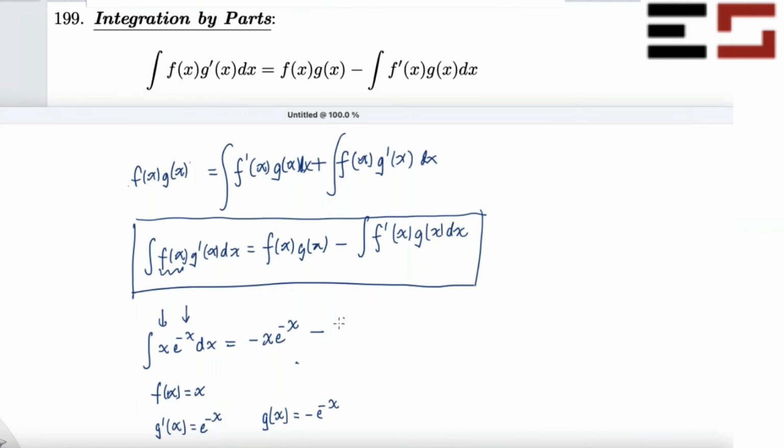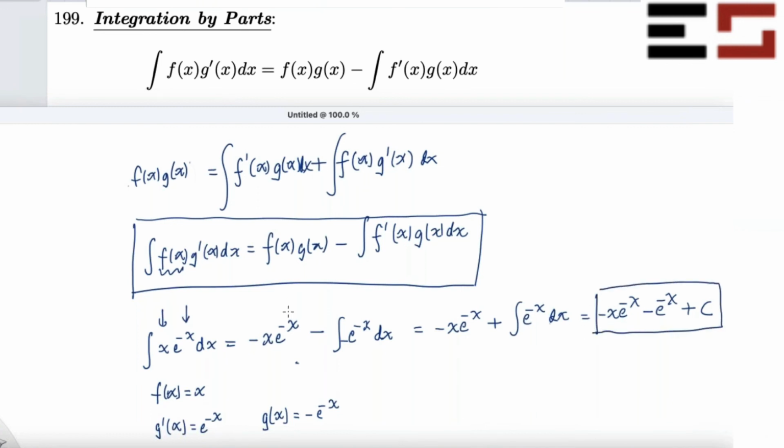So the integral of e to the power, so what is g(x)? g(x) is this, minus e to the power minus x dx. Can I write like this? Yes. Now what is this? Basically minus x e to the power minus x plus the integral e to the power minus x dx. And what is the integral of e to the power minus x dx? Minus e to the power minus x. So you're going to get minus x e to the power minus x minus e to the power minus x, and then just add a constant. Is that clear? That's basically the indefinite integral of this term.